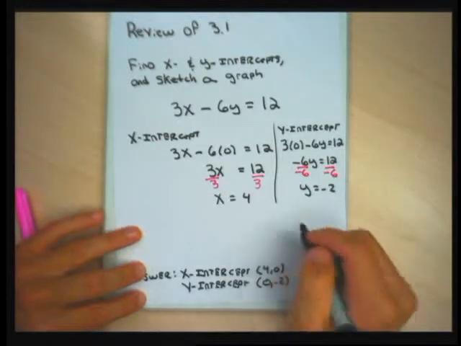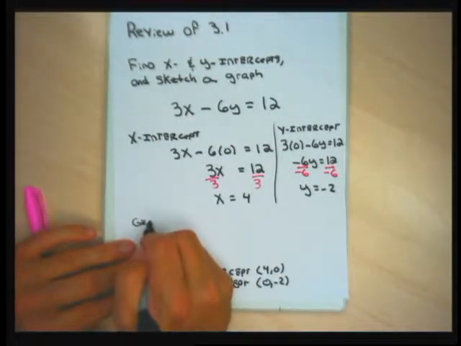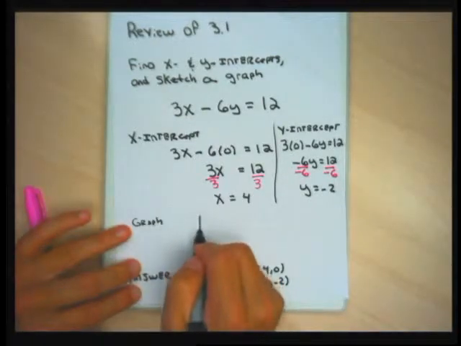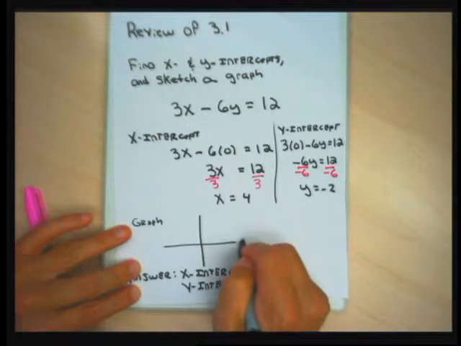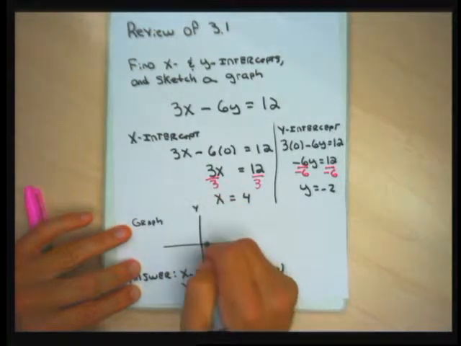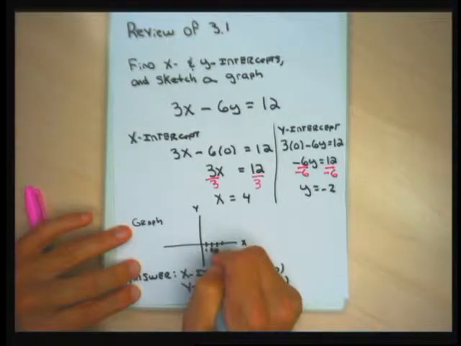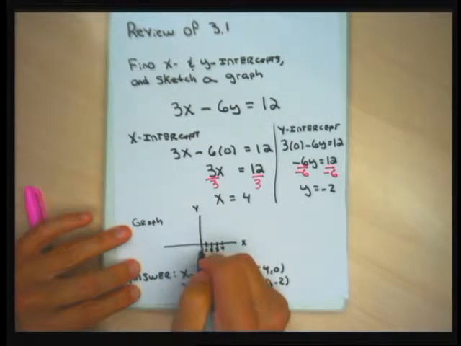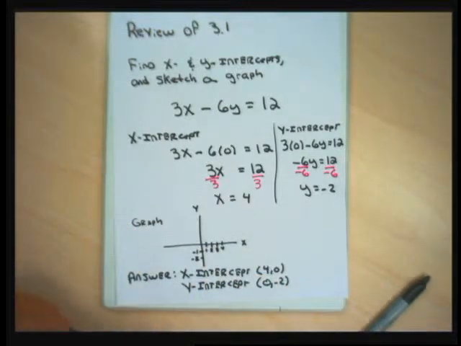I don't need to use graph paper to sketch a graph, so I'll sketch the graph in the little area that I have left. And it can be really crude. I'm just going to make a little Cartesian coordinate system. I have an x-axis and a y-axis. I'm going to make 4 little tick marks on the x-axis and just 2 tick marks on the bottom of the y-axis. I'm going to plot the intercepts.